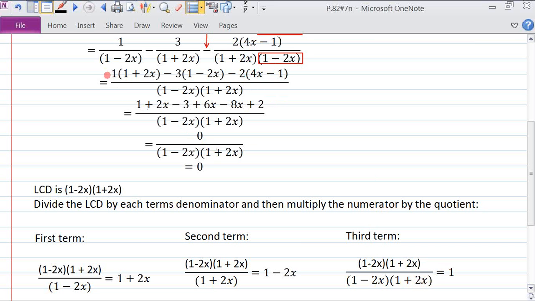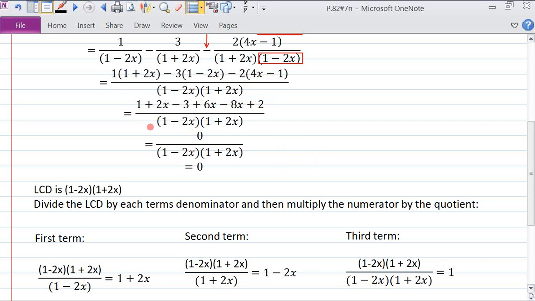Now I'm going to remove the brackets. This is 1 plus 2x. Minus 3 times 1 minus 2x gives me minus 3 plus 6x. And then minus 2 times 4x gives me minus 8x. Minus 2 times minus 1 gives me plus 2.